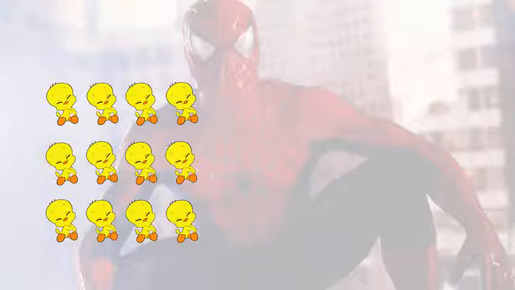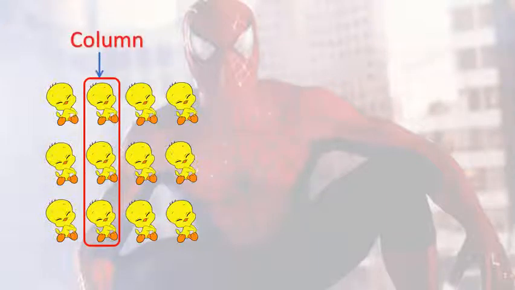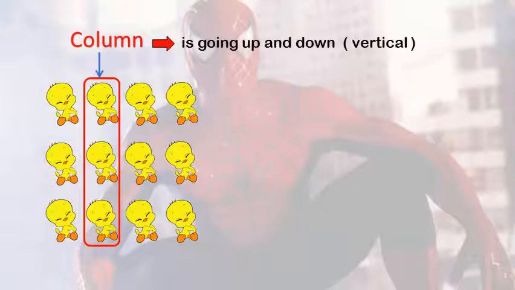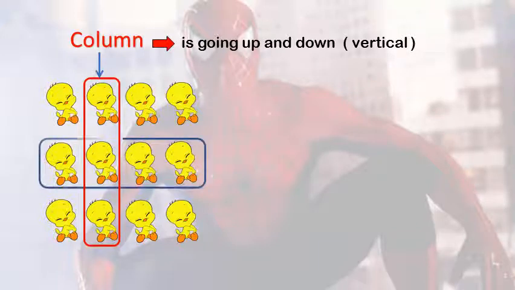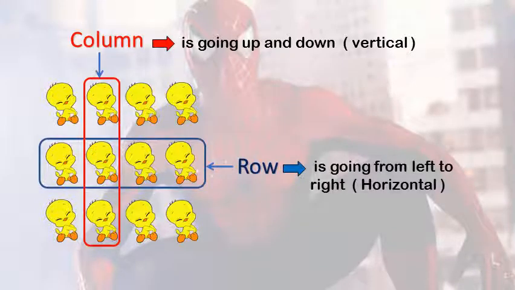Let's see now if I want to say what we mean by array here for these small ducks. I'm going to say what? Yes, I'm having rows and columns. Where is the column here? Yes, this is the column. It starts from up to down in a vertical way. What about the rows? Yes, here's one row. It starts from left to right in a horizontal way.